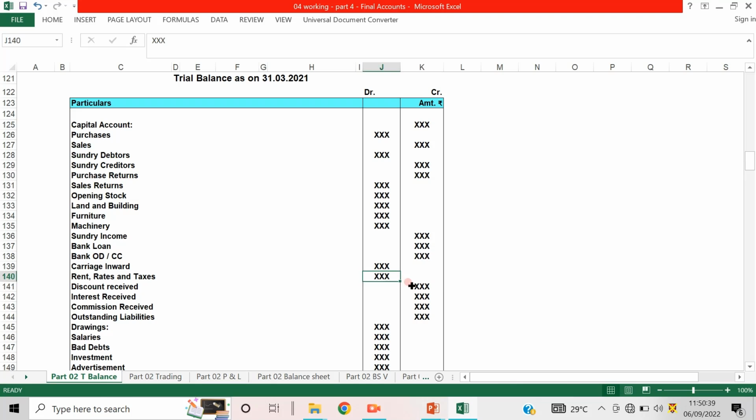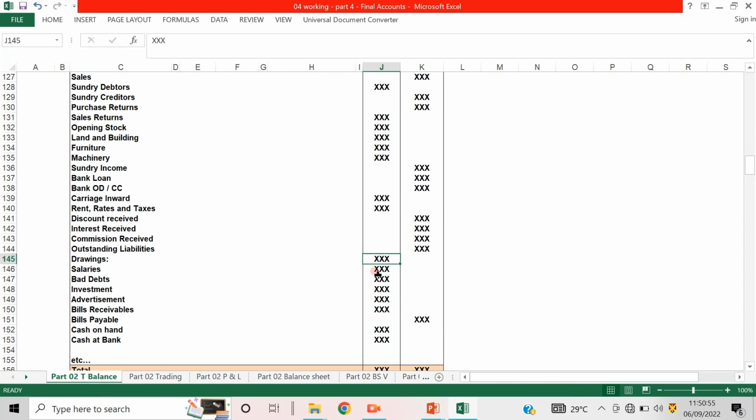Then discount received is an income, credit. Interest received is an income, credit. Commission received is an income, it is credit. Outstanding liabilities is a liability, credit. Now drawing is a debit item, it is a personal expenditure of the owner. Now salaries, expenditure, debit. Then bad debts, expenditure, debit. Investment is an asset, debit.